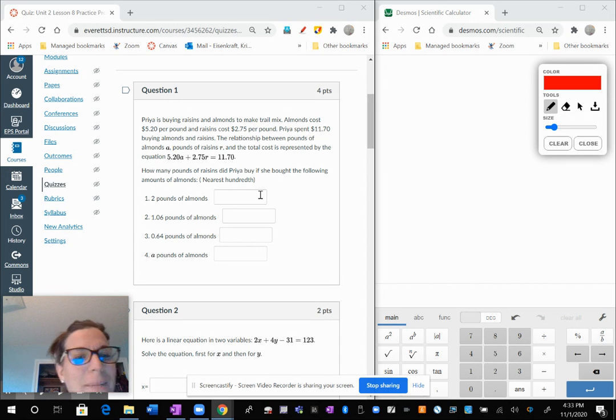Okay, so let's just jump right in. Priya is buying raisins and almonds to make trail mix. Almonds cost $5.20 a pound, raisins cost $2.75 a pound, and Priya spent $11.70. They give us this nice equation already, so I'm going to go ahead and jot it down over here.